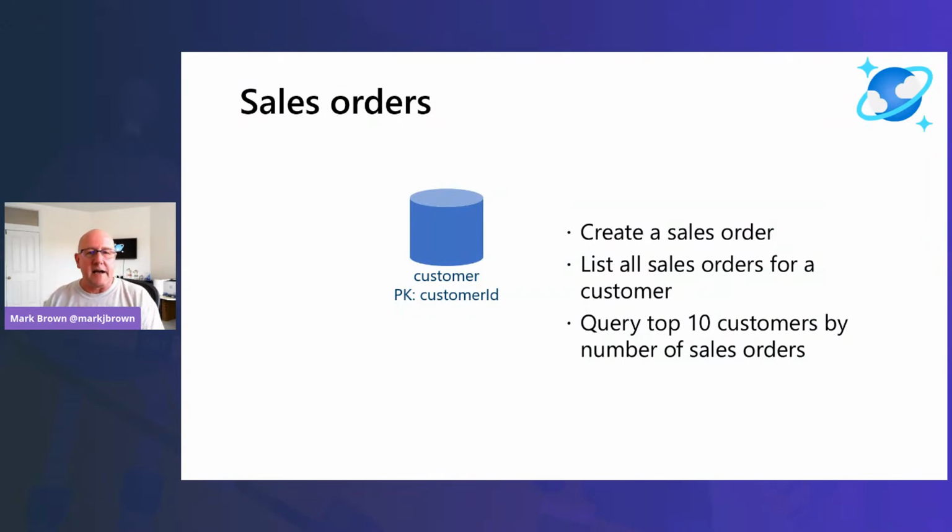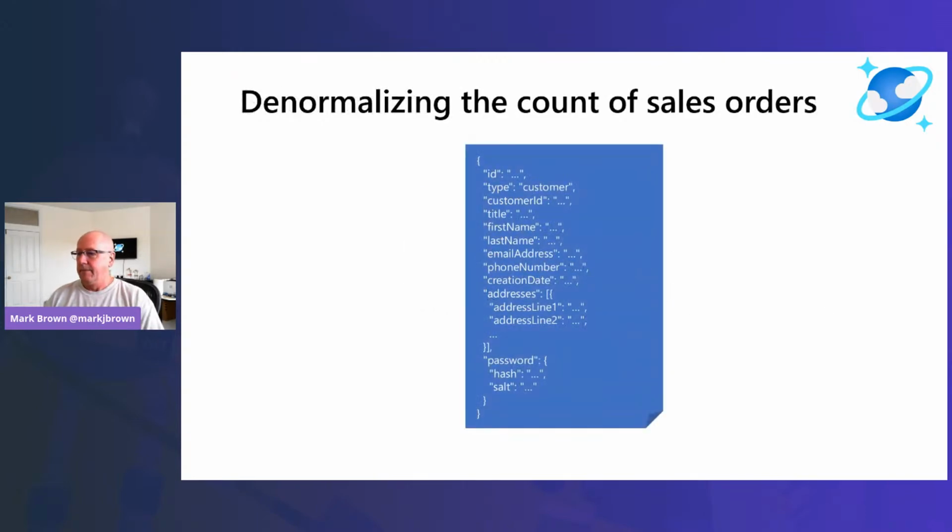Finally, I want to look at this last request we need to serve. So what we want to do is query our top 10 customers by the number of sales orders they've got. This request requires you to count the number of sales orders for each customer, then sort those in descending order, then return the first 10. Now, even though customers and sales orders sit in the same logical partition, this isn't actually a query I could do with Cosmos DB, at least today.